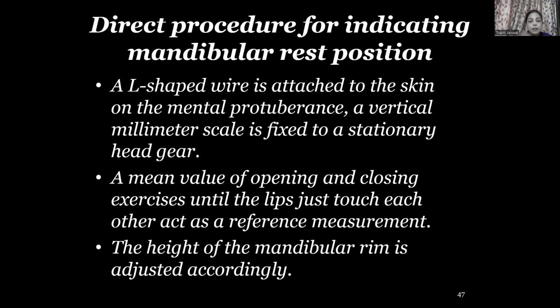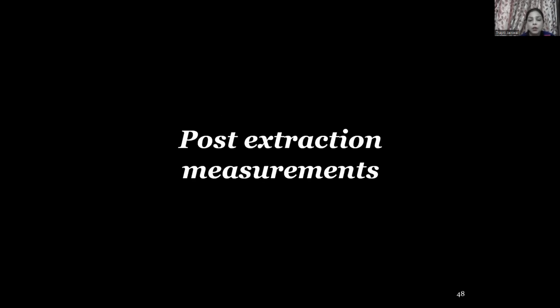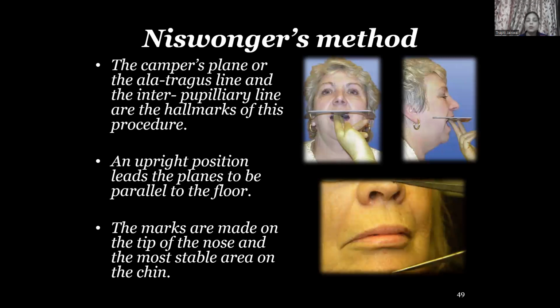Like this, opening and closing exercises are used as a guide to determine the vertical dimension, and the height of the mandibular rim is adjusted accordingly. Now we will do the post-extraction measurement. After the extraction, how can we measure the vertical dimension? How can we do the measurements?